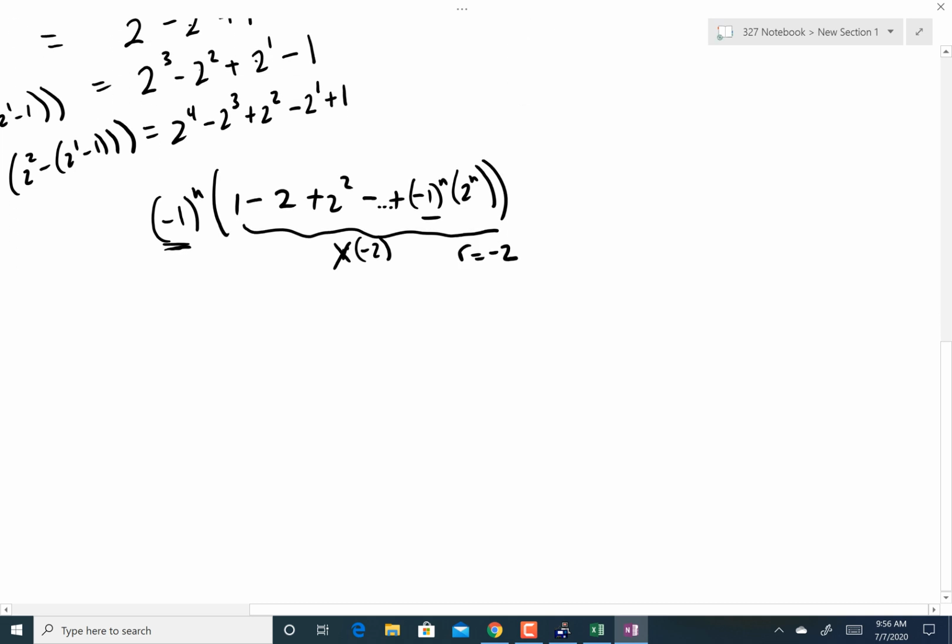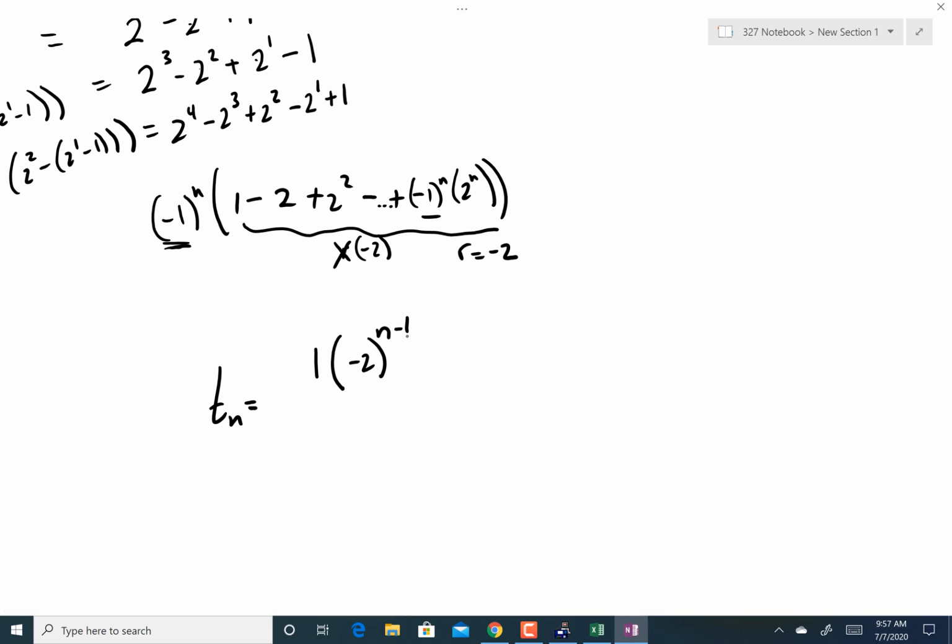Oh, that's nice. So what happens then? Well, it says that my nth term is equal to the first term, which was 1, times r, which is -2, to the n minus 1th power. Like so. That's how it would ordinarily go, because that's where we started on these problems.